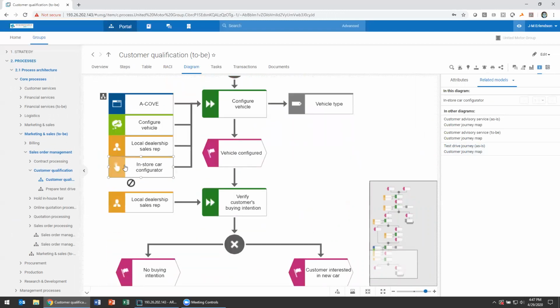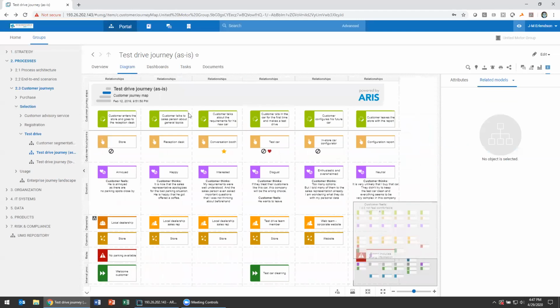So now I can use this customer touch point as that keystone between my internal process of customer qualification and my customer's process of test drive on their journey. And so now I know if I've got challenges here, I can use this as a justification and as a driver for making changes in my internal process.